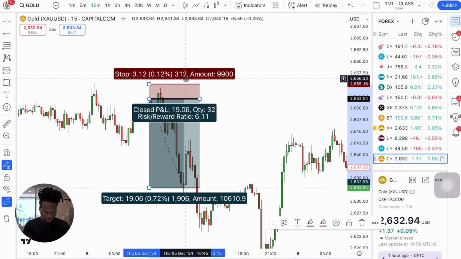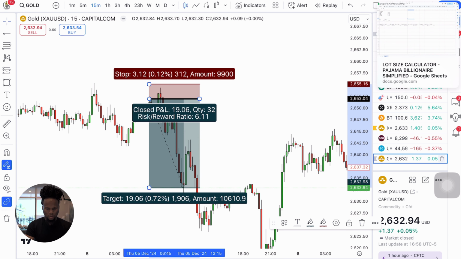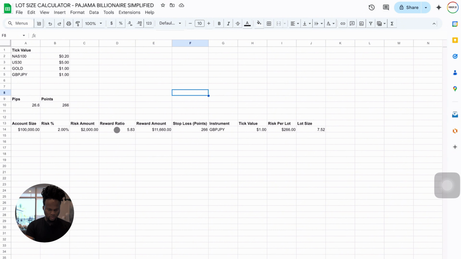So that's 312 points, a 6.11 reward ratio. Then it's 311 points for the stop loss, with a 2% risk percentage. Put gold right here, and this is going to be 6.43 lots. I would make 12,000 US dollars from this. So I've calculated everything for you.